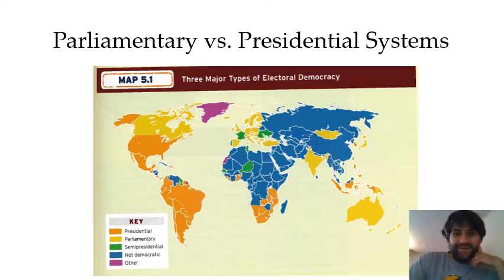Now that we have defined the three major branches of most democratic governments, I want to make a distinction between how these governments function, because they don't all function the same. If you look at the orange things on this map, you can see that there are various democracies that are presidential democracies. And then if you look at the yellow, those are examples of parliamentary democracies.